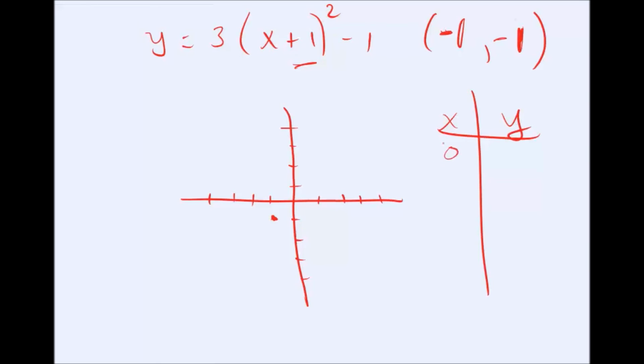So we'll choose 0 for x. 0 plus 1 squared, that's 1 squared. 3 times 1 minus 1, that's 2. So 0, comma 2. And then go left, choose negative 2. So negative 2 plus 1 is negative 1, squared. That's 1. 3 times 1 minus 1 is going to be 2.